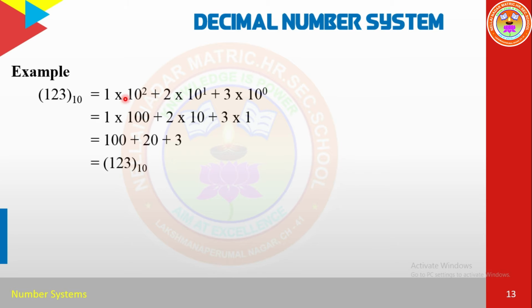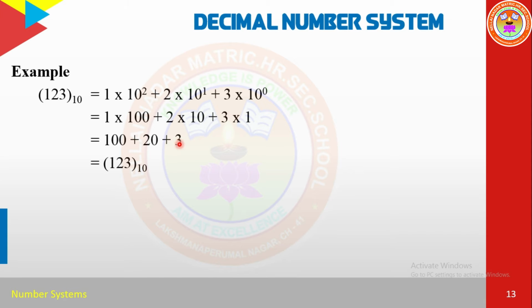Now you just simplify it. 10 power 0, so what is that? Anything power 0, that is what? 1. So 10 power 0 is 1, so 3 into 1 I just write. Plus 10 power 1 is nothing but 10, right? So now 2 into 10, plus 10 power 2, that is 10 square, that means 100. So 1 into 100 like that. The left hand side value is always the same; only the right hand side I can simplify.